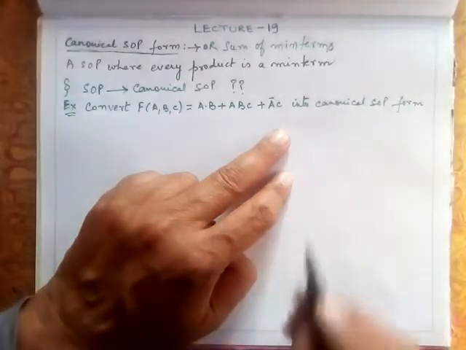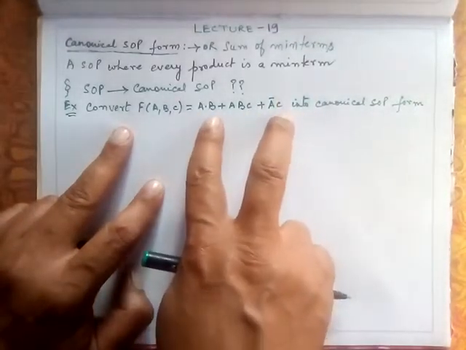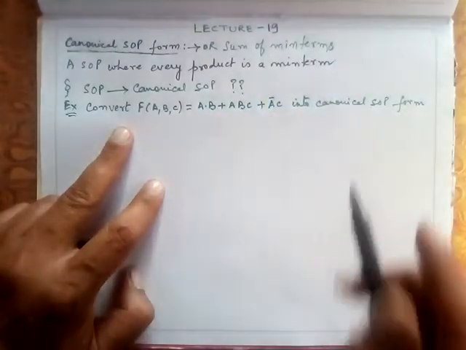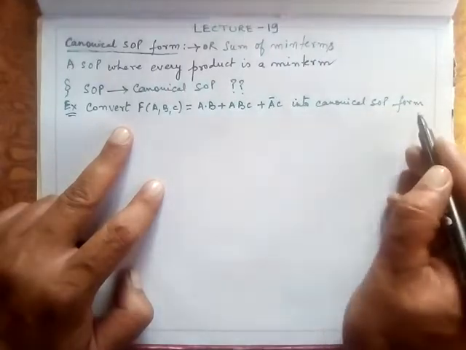Suppose this is the problem. I say convert this. Now this is not in canonical SOP form. This function is not in canonical SOP form, and I have to convert this into canonical SOP form. That is, I am converting the standard SOP form into a canonical SOP form.